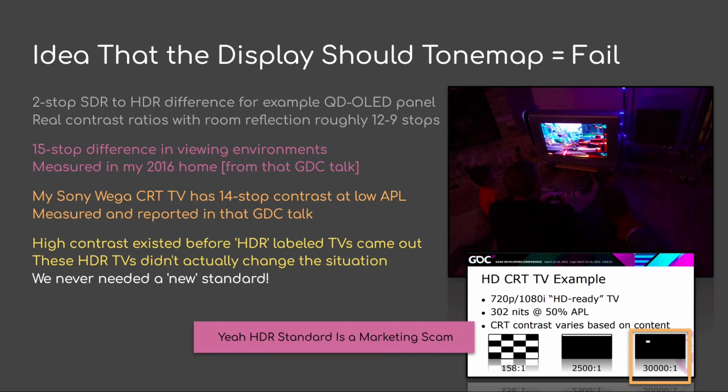In fact, the thing that limits the Sony Vega is the blooming in the tube. Otherwise, this thing has great contrast. In a dark room, of course, because this is a glass screen, it has some decent reflection. So my point here is that high contrast existed long before anybody labeled TVs as HDR. I kind of forgot that high contrast existed because LCDs replaced CRTs and we had these horrible LCDs for a long time. So these HDR TVs didn't actually change the situation that we were in. The fundamentals existed before HDR TVs. We never needed a new standard.